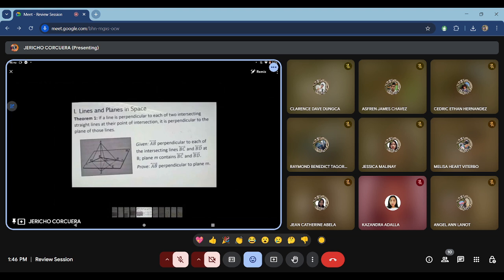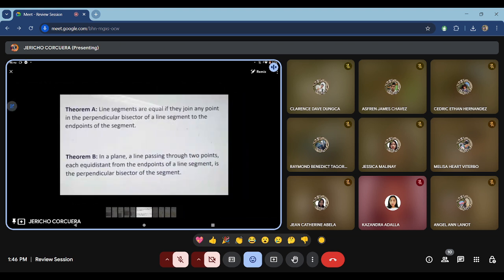Okay. So, meron pa tayong mga ibang theorems dito, the line segment theorems. Theorem A: line segments are equal if they join any point in the perpendicular bisector of the line segment to the endpoints of the segment. And theorem B: in a plane, a line passing through 2 points, each equidistant from the endpoints of the line segment, is a perpendicular bisector of the segment. So let me show you the figure for this one.